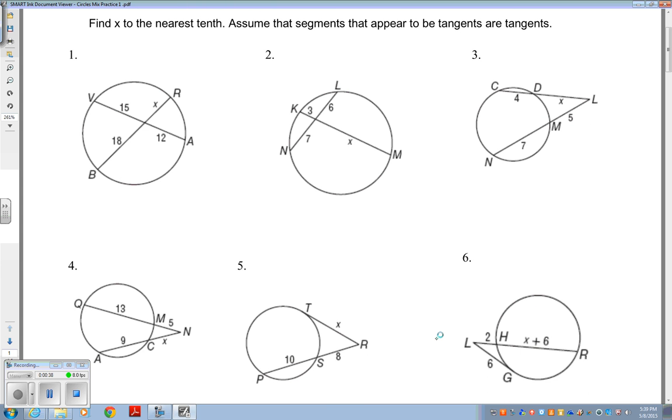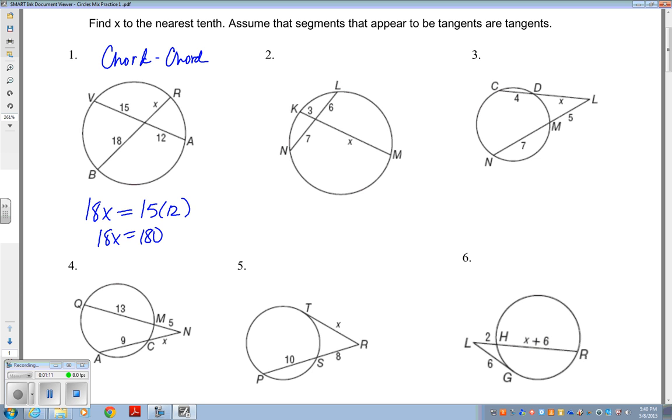Now, on the first one, I'm hoping you see that you have two chords here that are intersecting. So we're doing the chord rule, which is part times part. So 18 times x is 18x. The products of the parts are going to be congruent. So 18x is going to be equal to 15 times 12, which is really 18x equals 180, and you're solving for x.